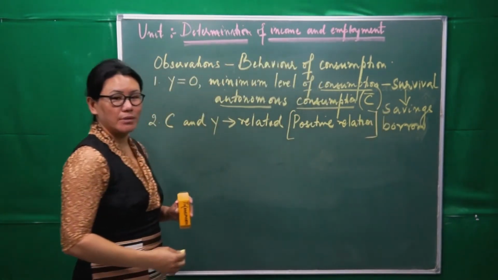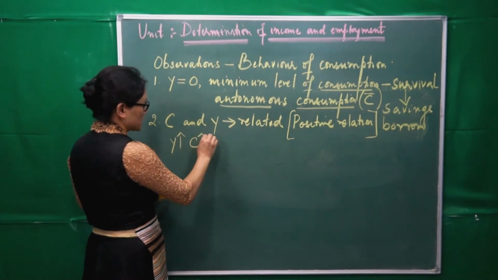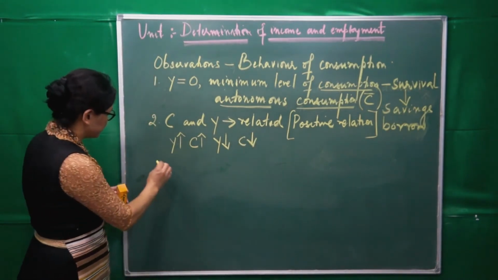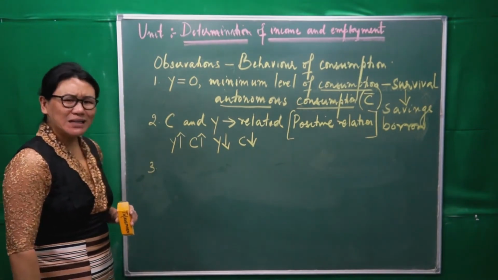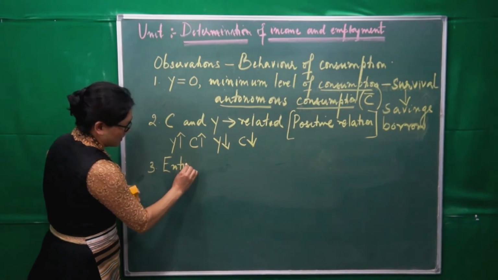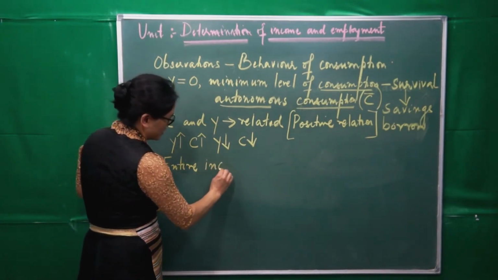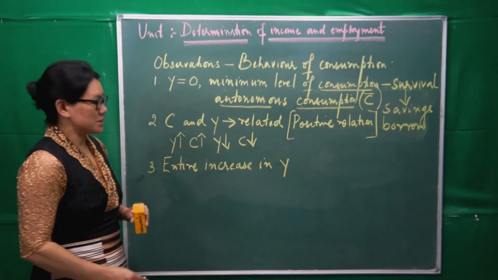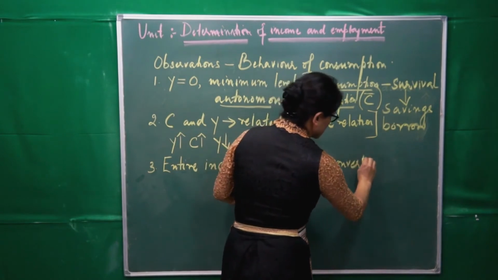We can also use direct relationship, which means income increase, consumption increase, income decrease, consumption decrease. All right. Third one, observation. When people's income increases, the entire increase in income is not converted into C.